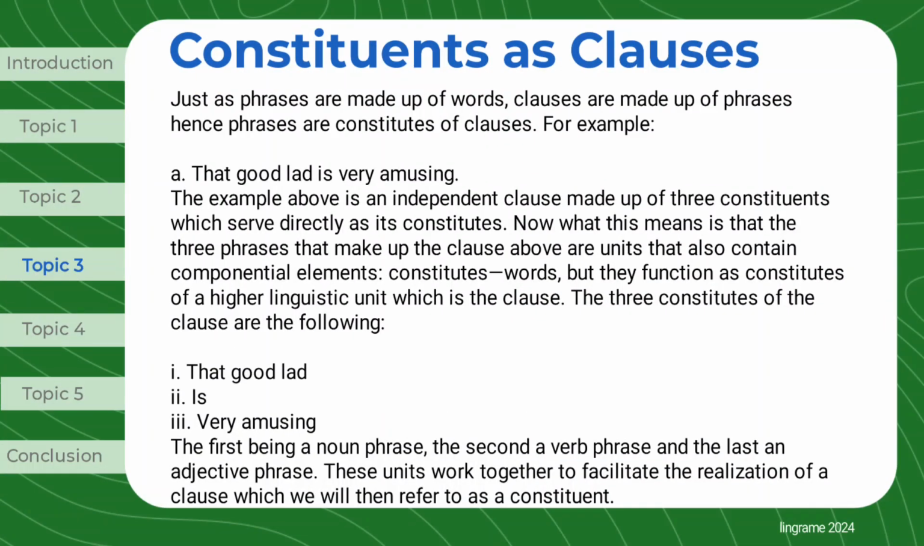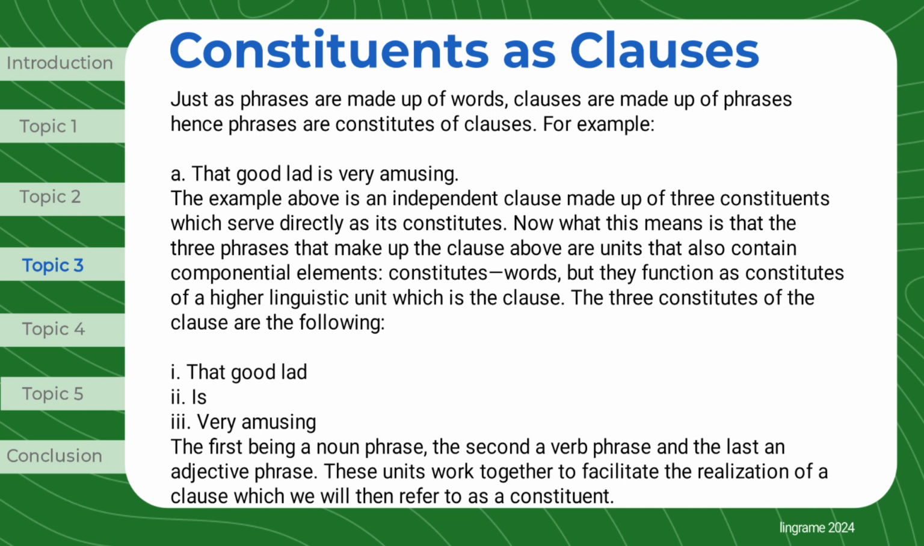Constituents as clauses. Just as phrases are made up of words, clauses are made up of phrases, hence phrases are constitutes of clauses. For example, that good lad is very amusing. The example above is an independent clause made up of three constituents, which serve directly as its constitutes. Now what this means is that the three phrases that make up the clause above are units that also contain componential elements, constitutes, words, but they function as constitutes of a higher linguistic unit, which is the clause.